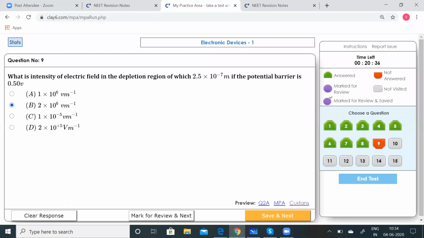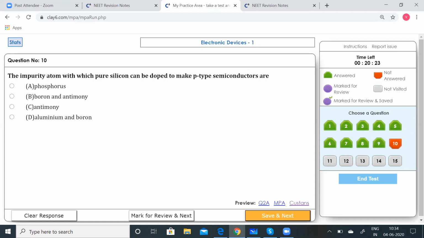So intensity of the electric field, E, is given by V by d, where V is the potential and d is the distance. So having known this value, we can easily calculate. It's a direct application.